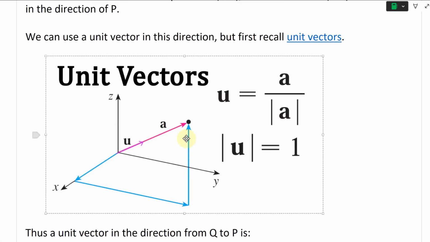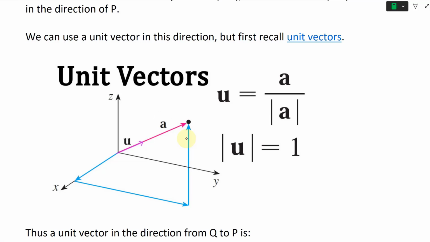If you have a vector right here, A, like that, this is A. A unit vector is just a vector of length 1, and it's in the same direction, so it's parallel to this one, exactly on it. You can calculate the unit vector by taking the vector A divided by the length of A, so that the absolute value of its length is just 1. That's all a unit vector is.